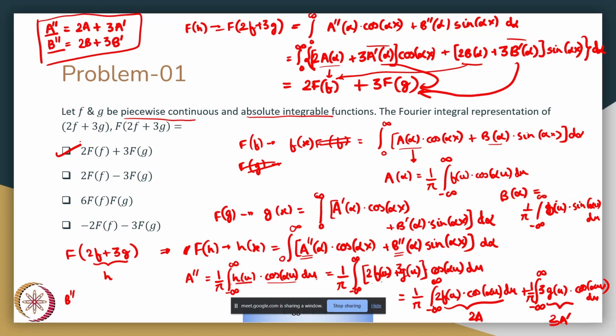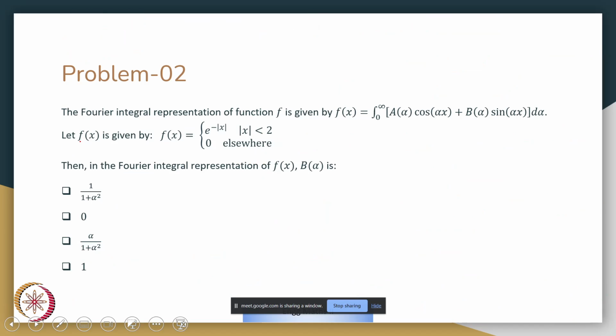Okay. If this is clear, we can now move to the second problem. The second problem states Fourier integral representation of function f is given by f of x equaling integration from 0 to infinity a of alpha cos of alpha x plus b of alpha sine of alpha x d alpha. And then we are given f of x to be equal to e raised to minus mod x when mod of x is less than 2 and 0 otherwise. So we are asked to find what b of alpha is in the Fourier integral representation of f of x.